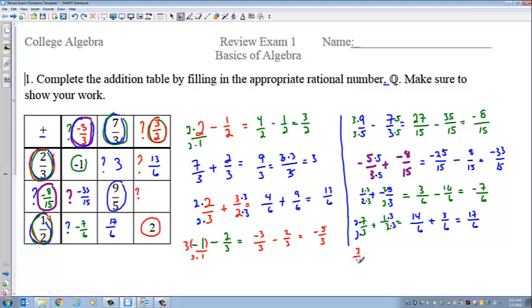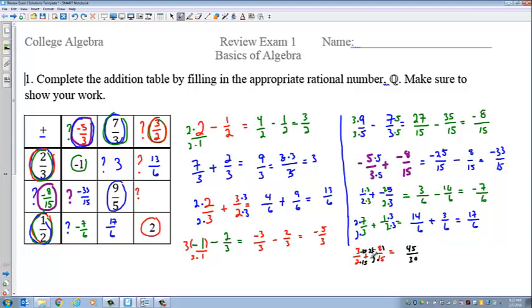So 3 over 2 plus negative 8 over 15. So negative 8 over 15. We have to find a common denominator, so this one's not so simple, but it's not too bad. We'll multiply this by 15 on bottom and top. And then we'll multiply this one by 2 on bottom and top. Right, so that's 2 times that. So 3 times 15 is 45. 2 times 15 is 30.